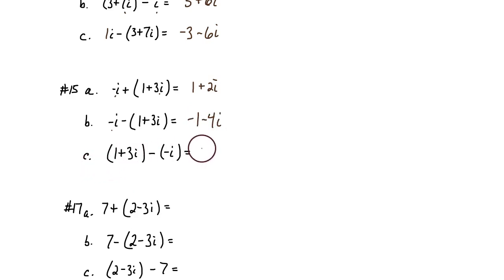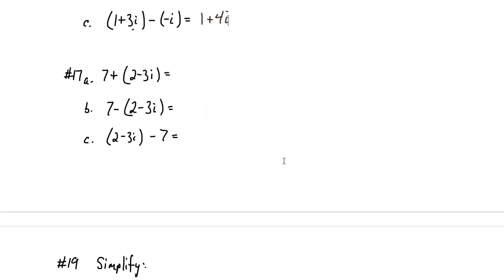And question C. The real number term is a 1, and now let's work with i. 3i minus -i. Remember that a negative is like a plus sign, so 3i plus i is positive 4i.